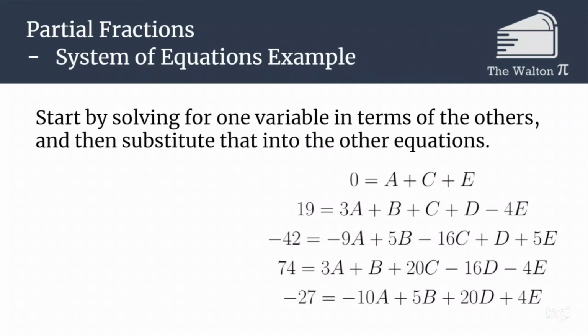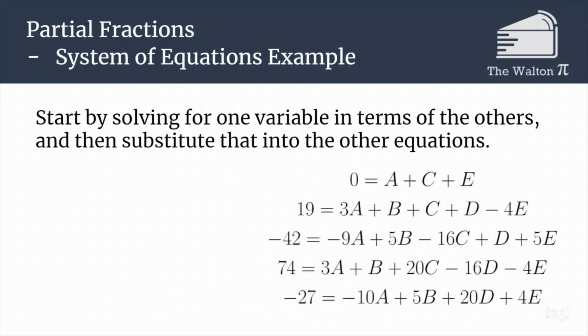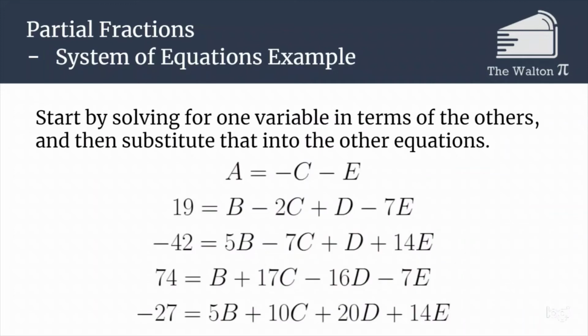So the first step in substitution is to solve for one variable in terms of the others. We're going to use the first equation and solve for A. So we find that A is equal to negative C minus E. We just subtracted the C and the E over to the other side, and then what we are going to do is substitute that into the other equations.